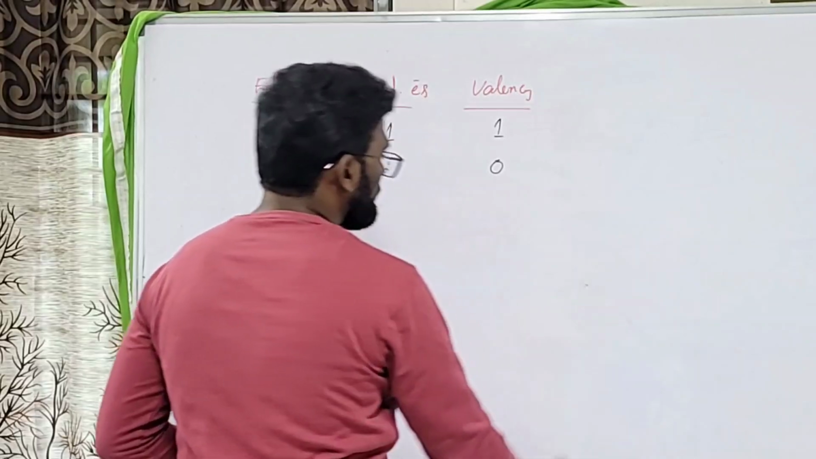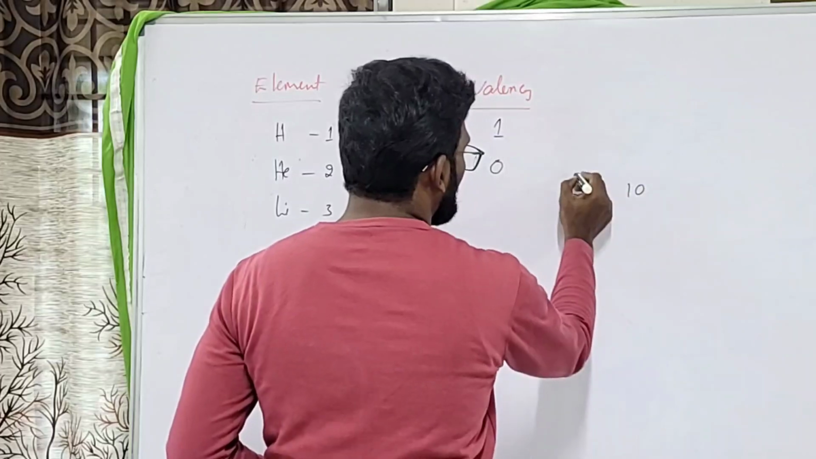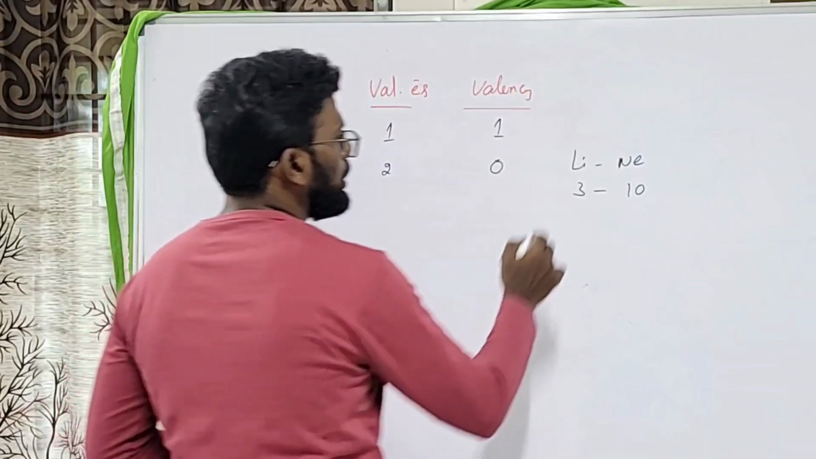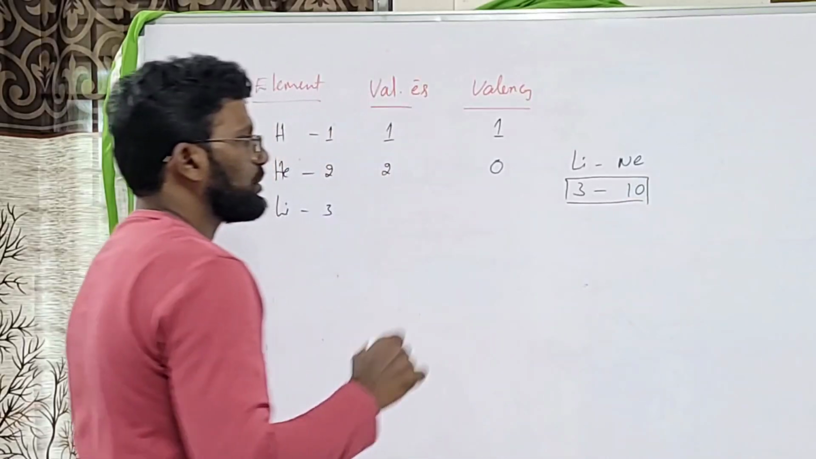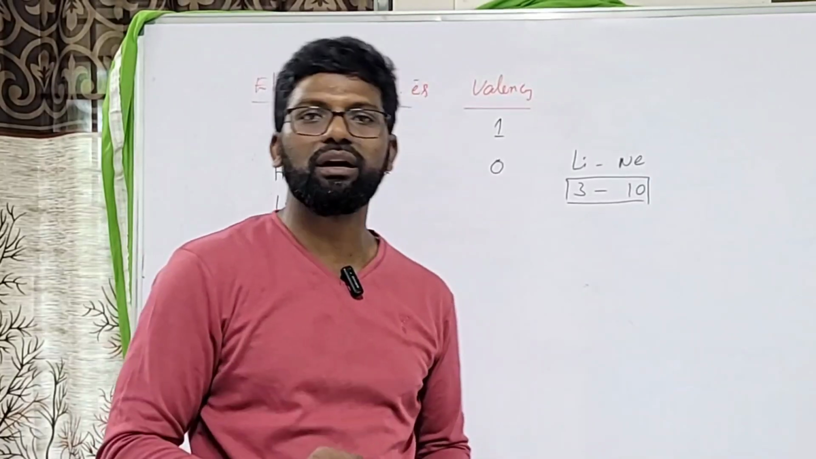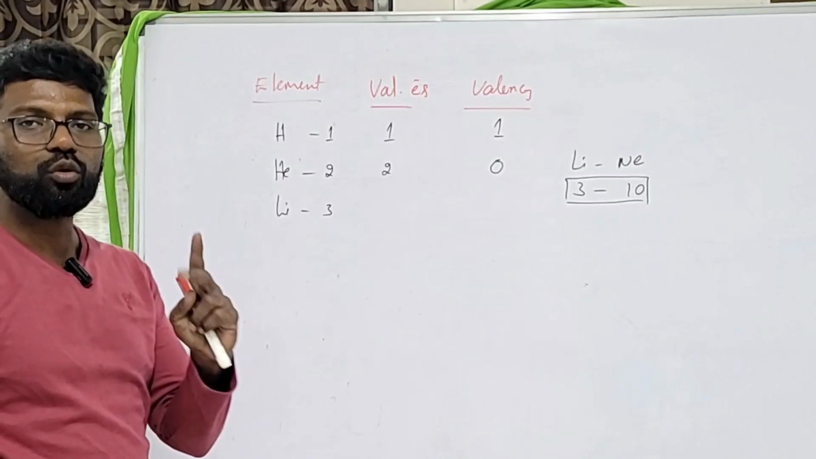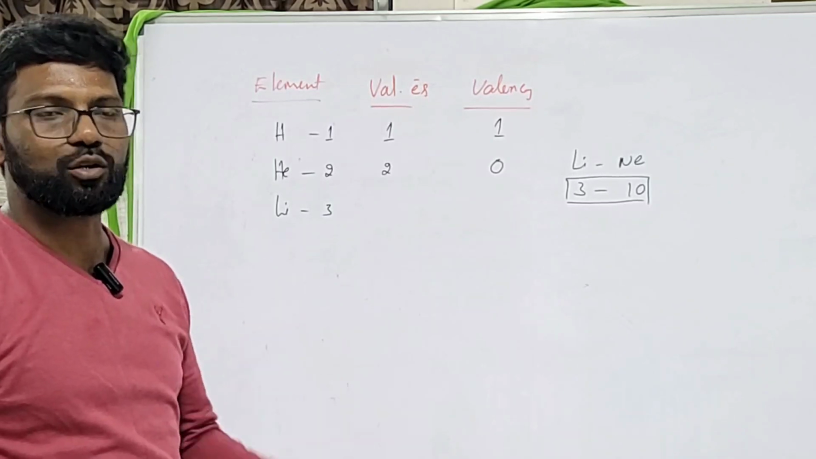If the atomic number of the element is from 3 to 10, that is from lithium to neon, and you want to find the number of valence electrons of these elements, that is lithium, beryllium, boron, carbon, nitrogen, oxygen, fluorine and neon, it's very simple. You just subtract 2 from its atomic number. That means 2 less than its atomic number.